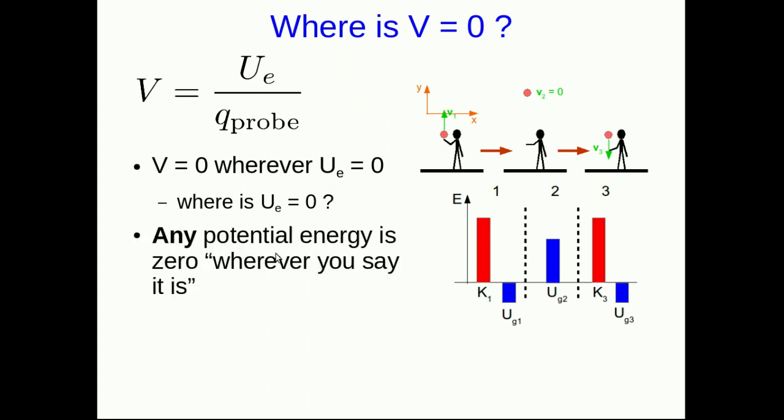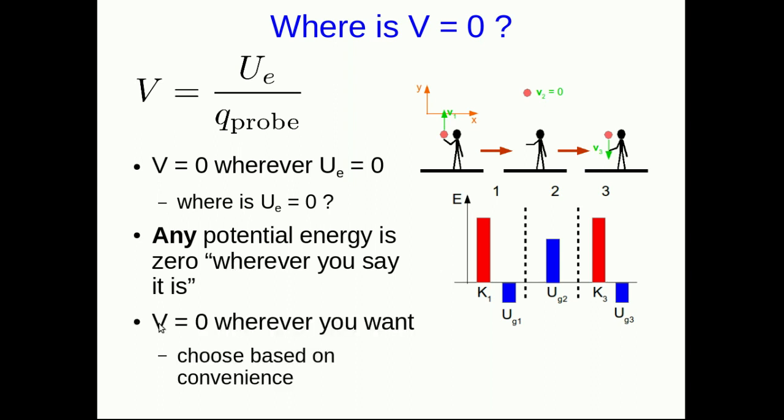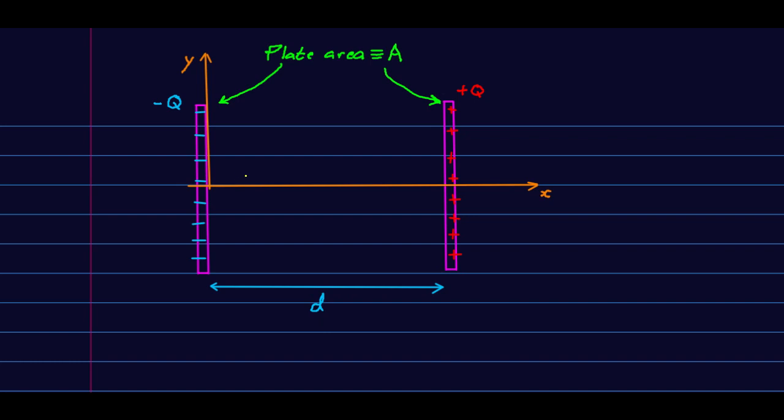So the general rule is any potential energy is zero wherever you say it is. And so that means that potential is zero wherever you want it to be, and you'll usually choose based on convenience. Let's now talk about how to calculate a potential. So the simplest case turns out to be a parallel plate capacitor. And so here it is.